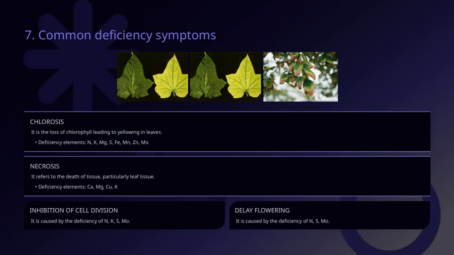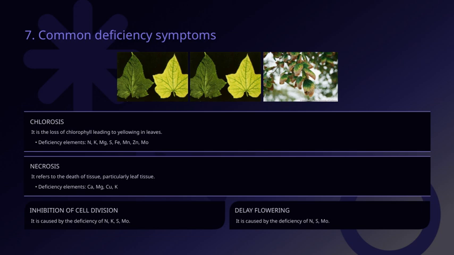Let's take a closer look at some common deficiency symptoms in plants. First, when plants are lacking nitrogen, sulfur, or molybdenum, they often show delayed flowering. This means the plant takes longer to produce flowers, which can affect overall yield and reproduction. Next, deficiency of nitrogen, potassium, sulfur, or molybdenum can lead to the inhibition of cell division. This process is crucial for growth, so when it's hindered, the plant's development is stunted.